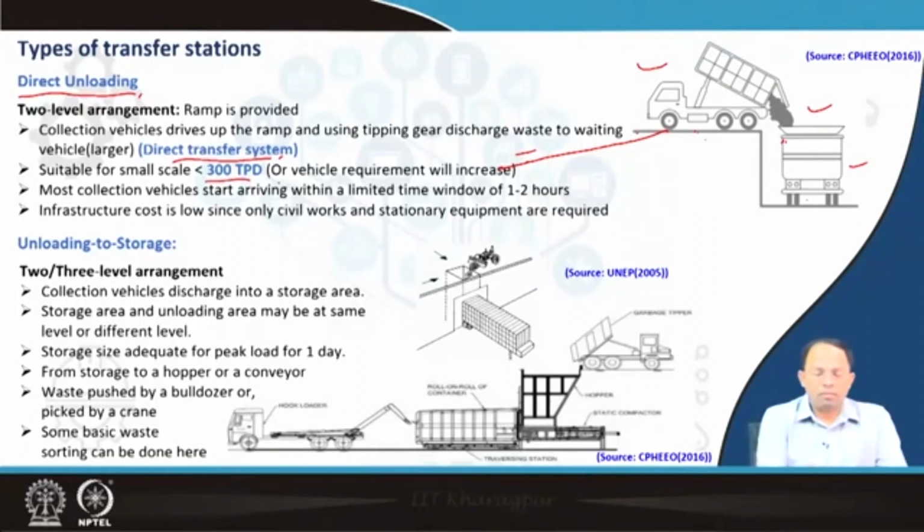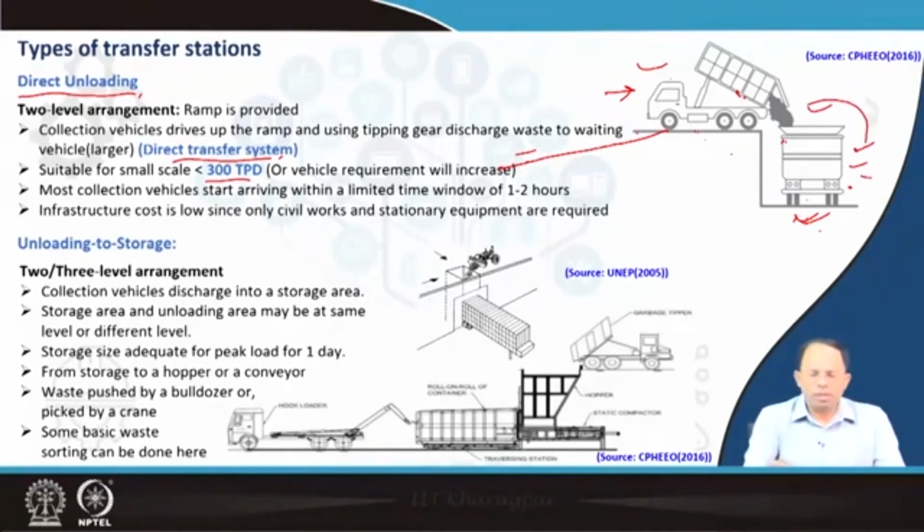Otherwise, what happens? Because this is a direct transfer, that means these larger vehicles are waiting. These smaller vehicles are coming and these vehicles are waiting. So this vehicle will wait till it gets filled. Suppose waste collection starts at 8 o'clock in the morning, and then by 11 or 12 o'clock these vehicles start coming. You will see that the maximum peak hour happens for only 1 or 2 hours, around 12 o'clock or 1 o'clock, something like that. So we require a lot of these larger vehicles during this time. So that's an inefficient way of working, right? Because for the other times of the day, these vehicles would not be utilized.